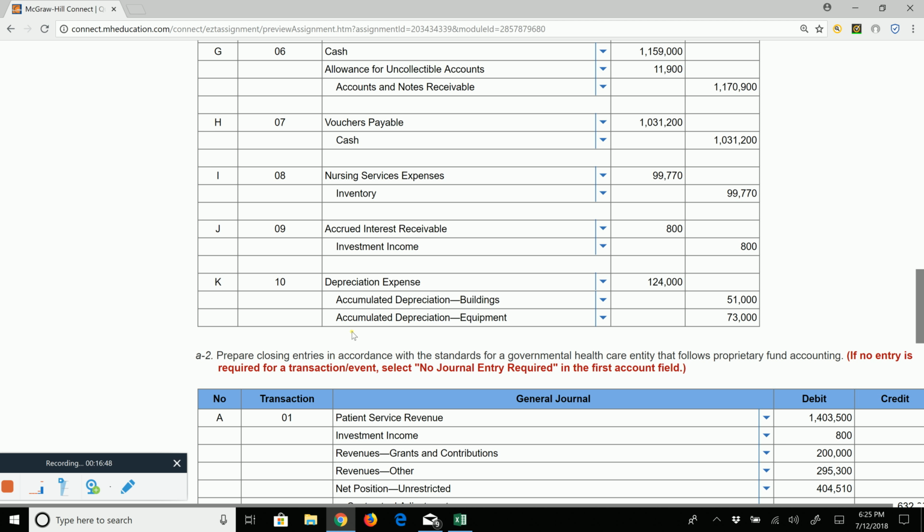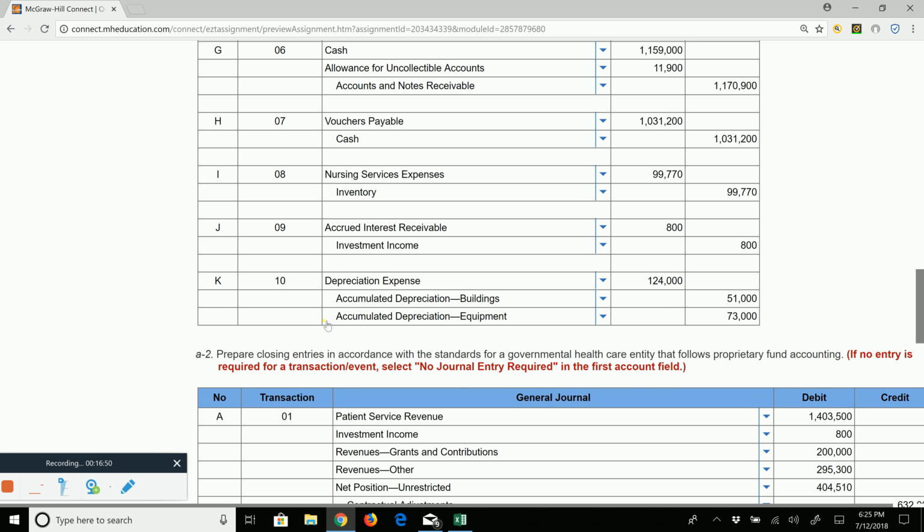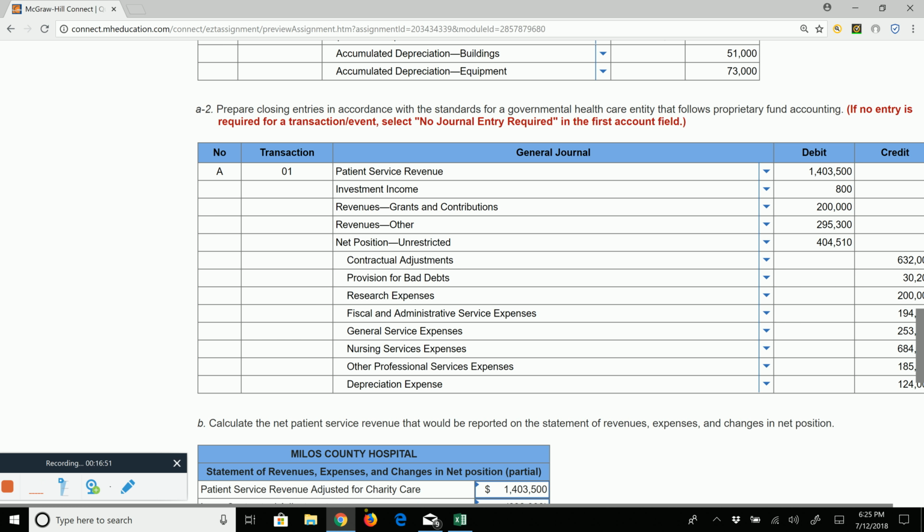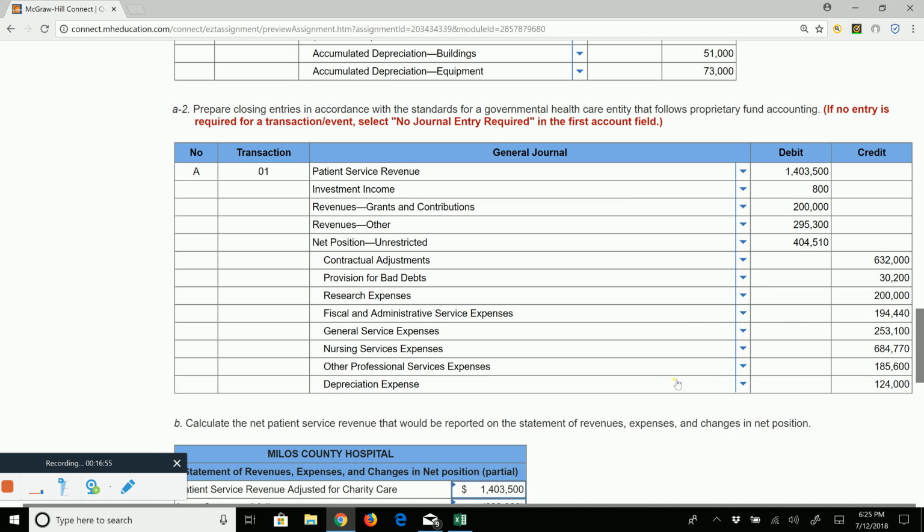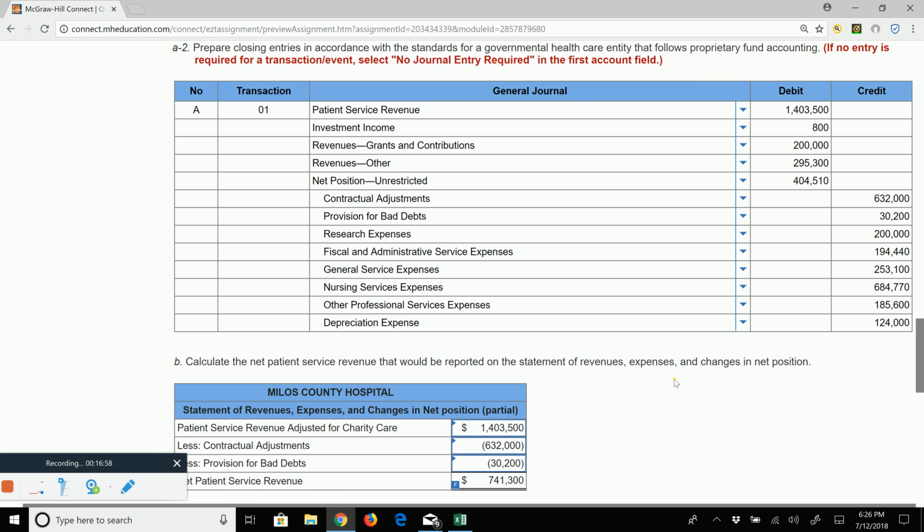All right, so if we take a look, those are all of the journal entries for the year. And what we're going to do is at the end of the year, we have to go through the closing entry. So we will close all of our revenues with debits. We will close all of our expenses and our contra revenues. We will close them with credits. And everything is going to get closed out to unrestricted.